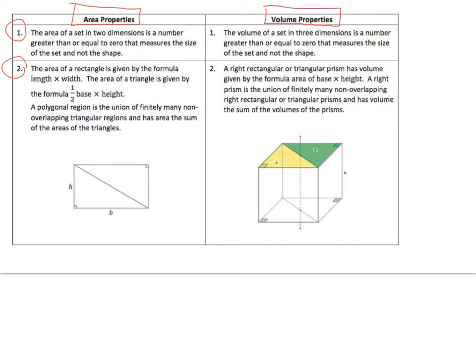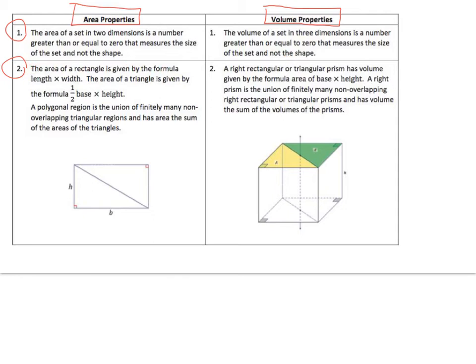I'll read it. I think that's the best thing to do. So the area property is: the area of a set in 2 dimensions is a number greater than or equal to 0, because if it were 0, it wouldn't have anything. It wouldn't be there, right? So it has to be greater than 0. It measures the size of the set, not the shape. So area doesn't give you the shape, but it gives you the quantity of what's there as far as 2 dimensions go. Volume just gives you a 3rd dimension, and it measures the size of what's there, but not the shape.